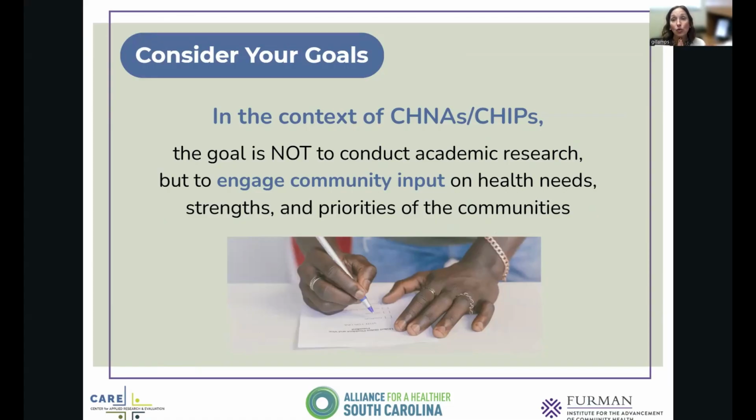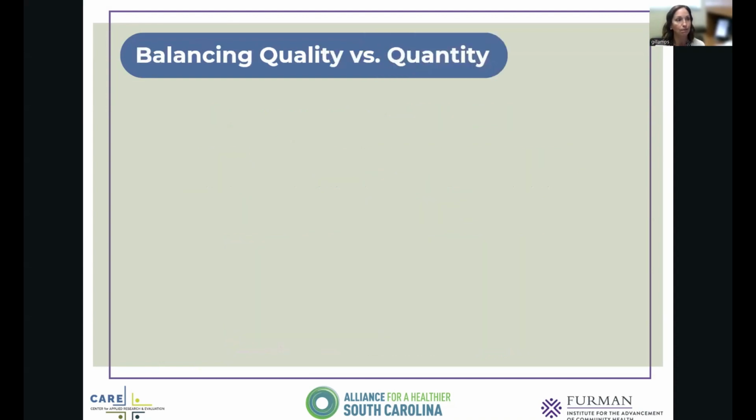But what it is really about is ensuring that you're engaging the community and getting their input, so that all of your community's voices are reflected, not just one particular demographic, on what the health needs are, what our strengths are in our community in terms of assets, and then what the priorities are. What do we need to focus our time on in our community? So think about your goals as they relate to developing your CHNAs and CHIPs.